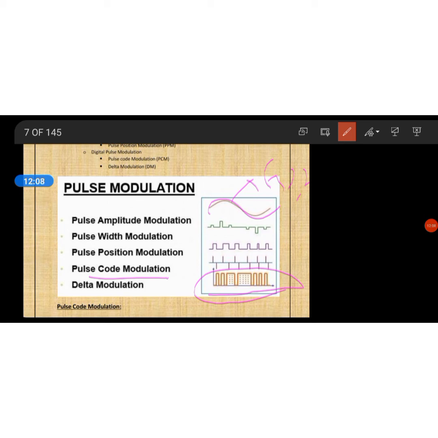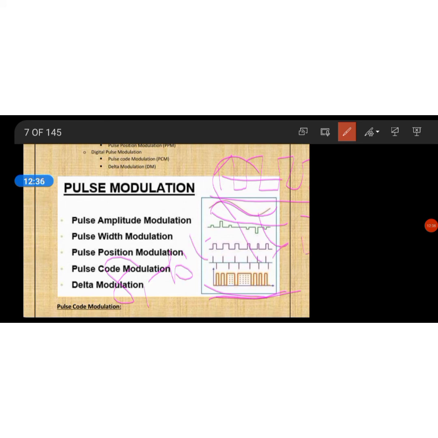But here you can understand that this is about the pulse carrier. Here the message signal is sampled and then converted by means of coded pulses. Coded pulses can be 8 bits, 16 bits, 32 bits. So based upon that, it can be categorized. Analog signals are sampled and then converted by means of coded pulses. This is called pulse code modulation.